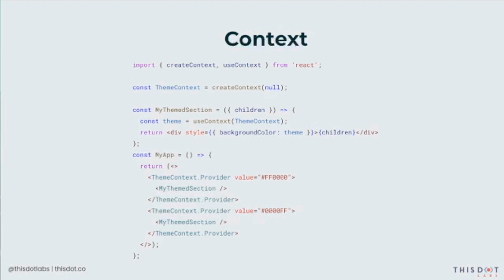And as we can see, we have two providers here, one providing it with a red background and the other one providing a blue background. So we have the same component without any props telling it how to behave, but still both are going to render in a different color.